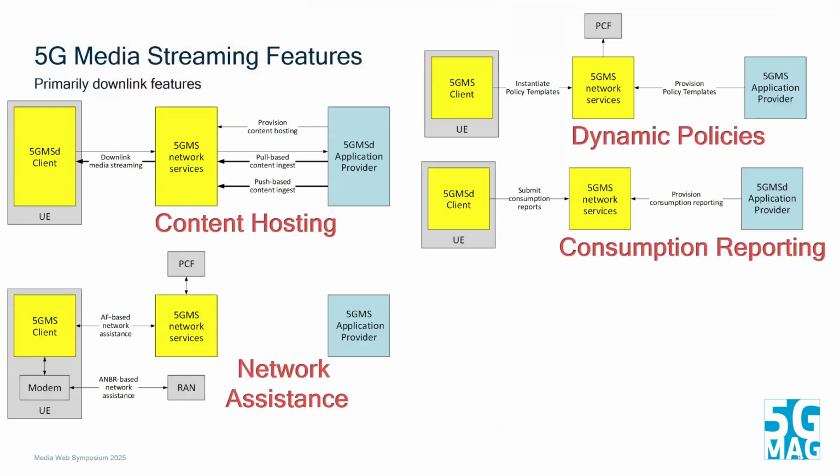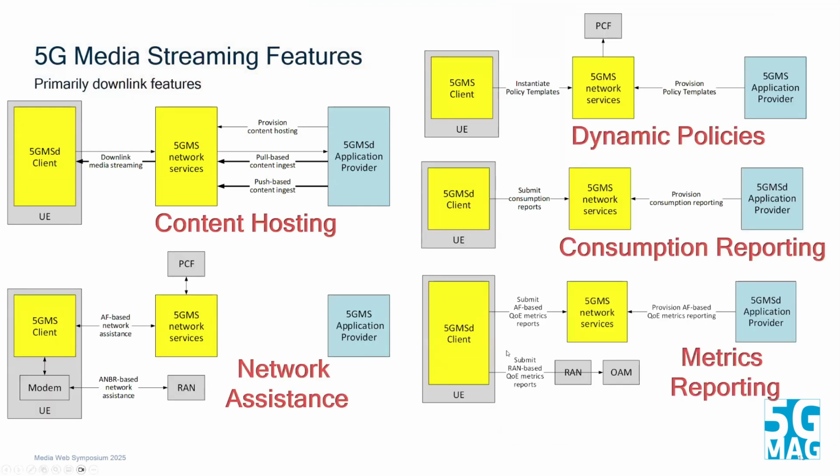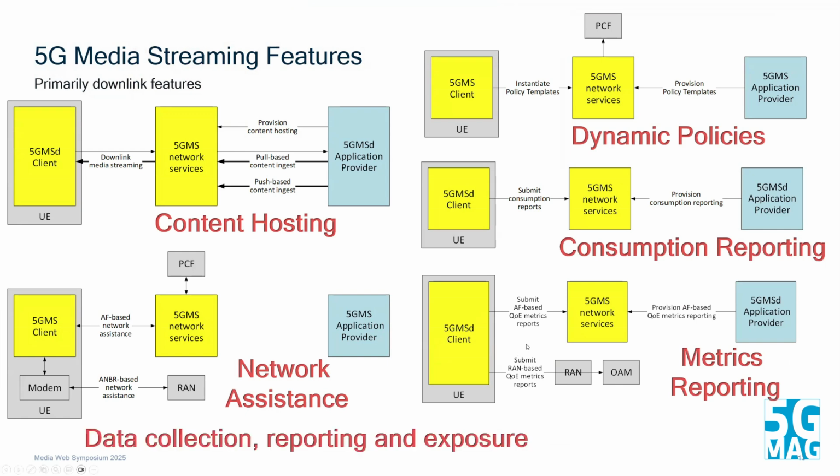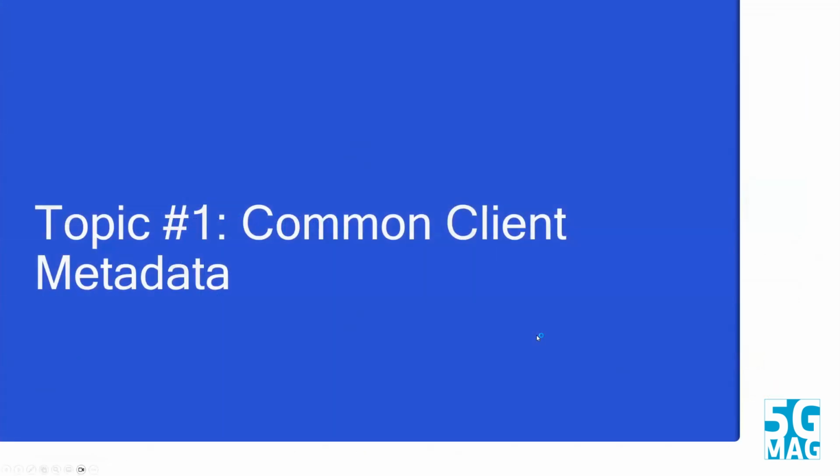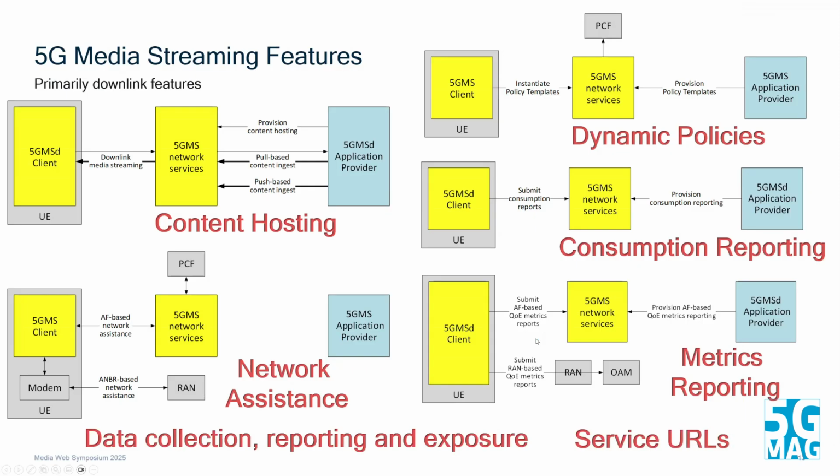Then we already have a couple of features. I'm not going to go through the details. We have hosting, network assistance, policies, consumption reporting, metrics reporting. That already exists. And then in release 17, for example, more have been added: data collection, reporting, exposure. And service URL was another extension in release 18. So we skip this. That would basically cover the basics, and now we would dive into the individual topics.